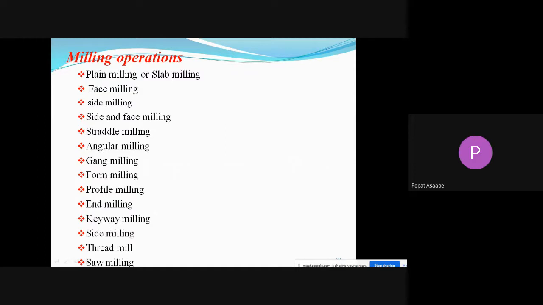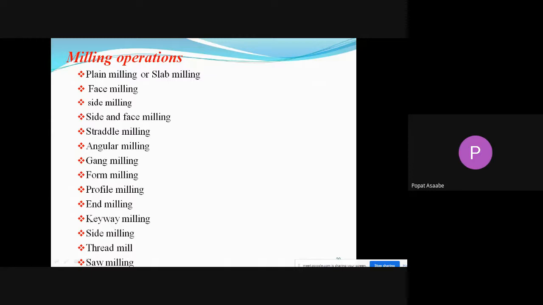Already we have discussed the classification and different types of milling machines. Generally, milling machines are classified into a number of types. From that, we have studied the horizontal milling machine, the vertical milling machine, then the universal milling machine. That point we have covered in the last lecture.